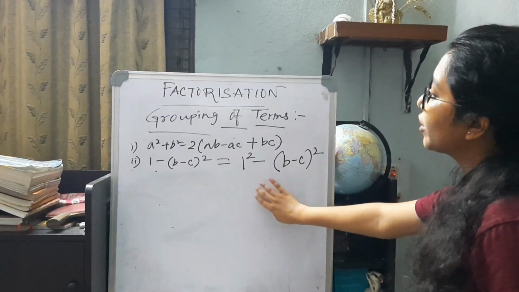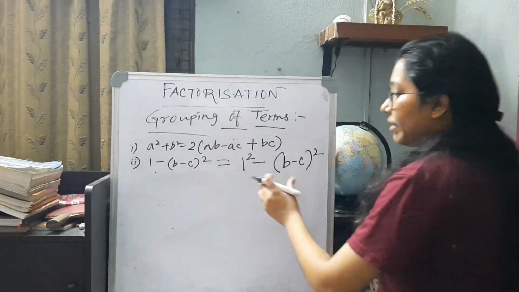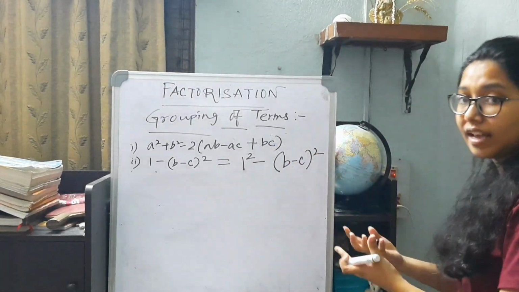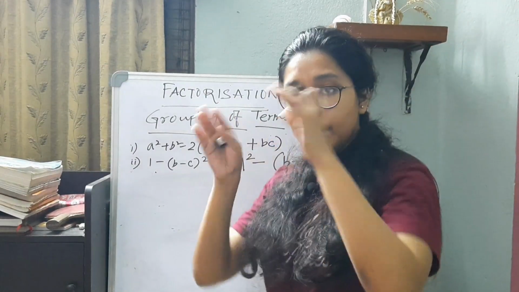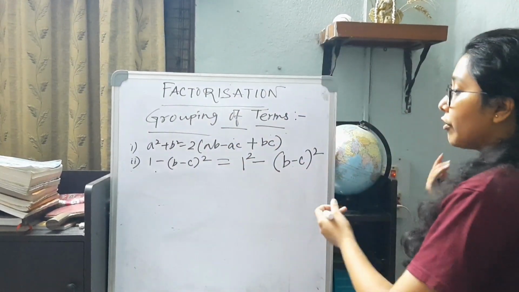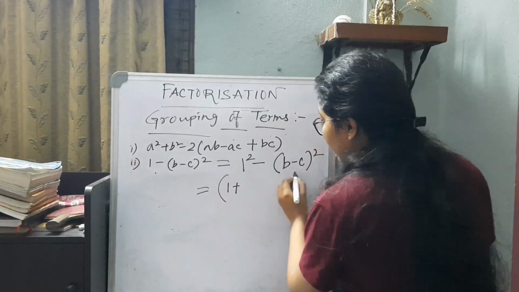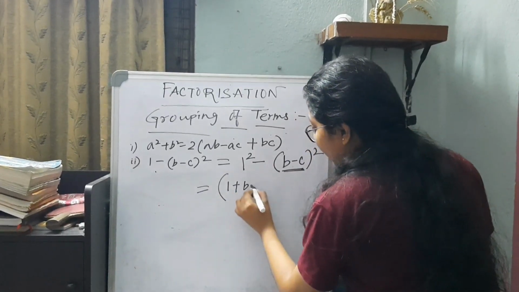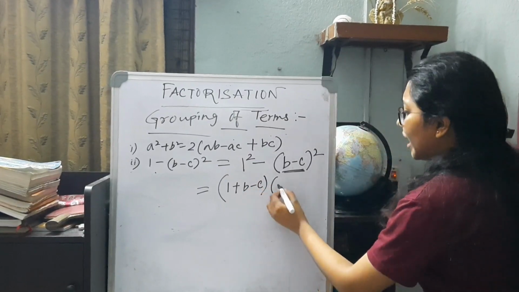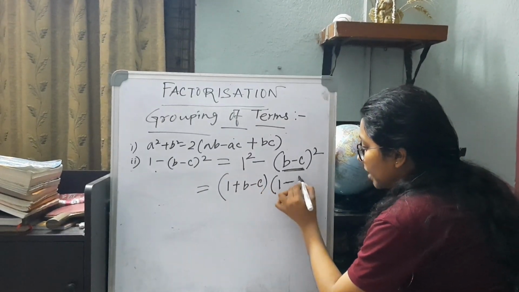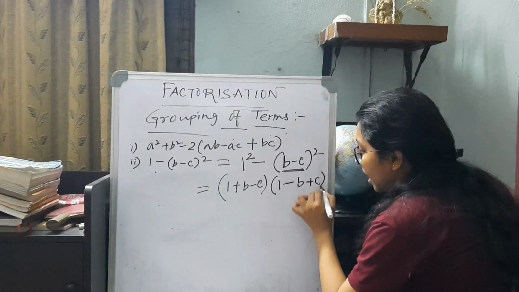So what is the a square minus b square formula? A plus b into a minus b. So that gives us the product form if I go for a plus b into a minus b. So the part is a plus b, where b is nothing but the b minus c part, into a minus b. So a minus b means this becomes the answer.